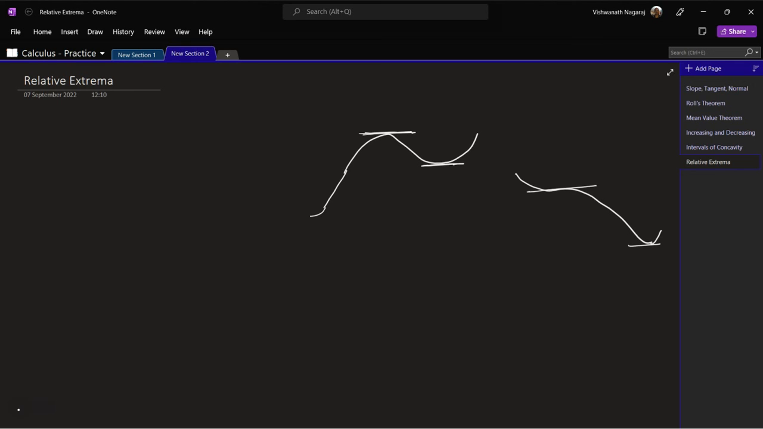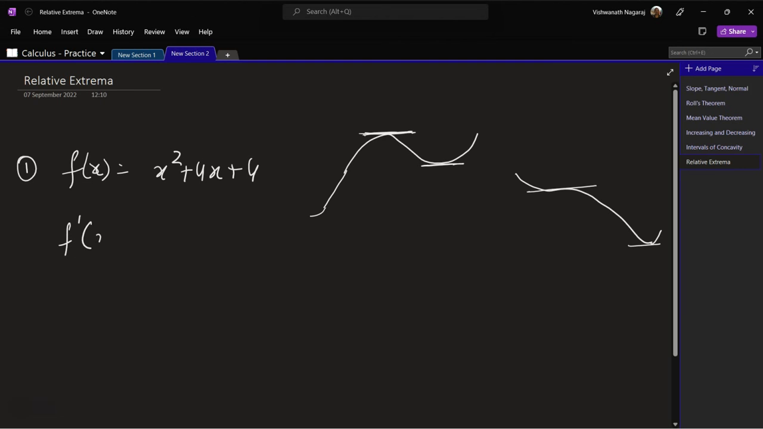The procedure remains the same as we have seen. First we figure out the points at which the slope is 0, and then we figure out whether it is a minimum or a maximum. So let's see. f of x is equal to x square plus 4x plus 4. To figure out where the slope is 0, let's differentiate this.